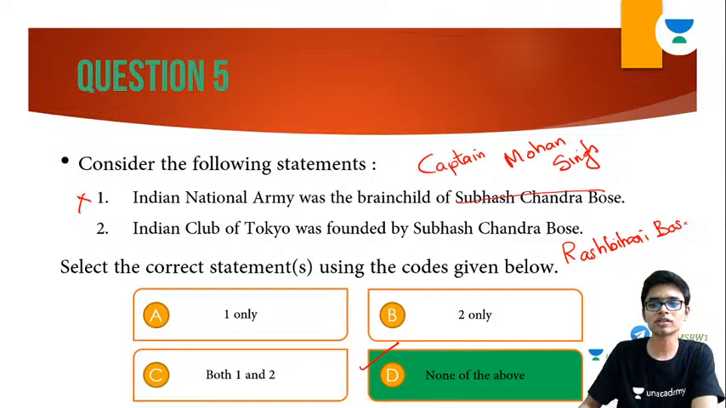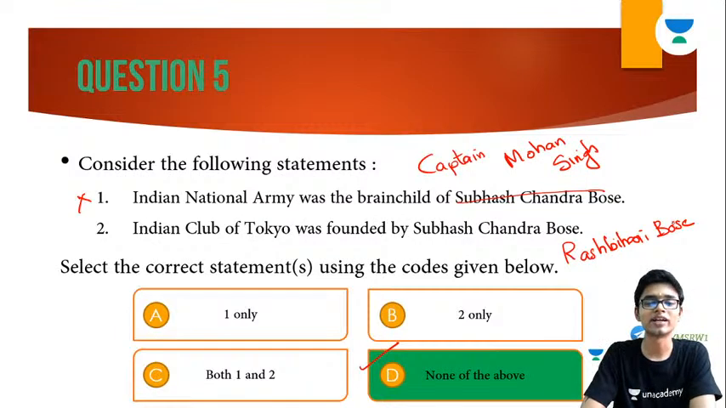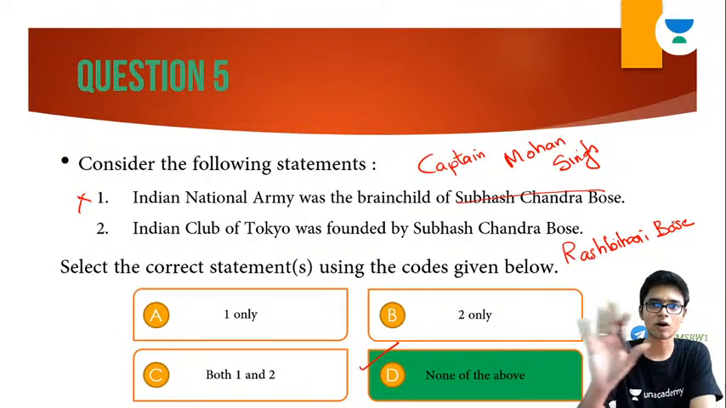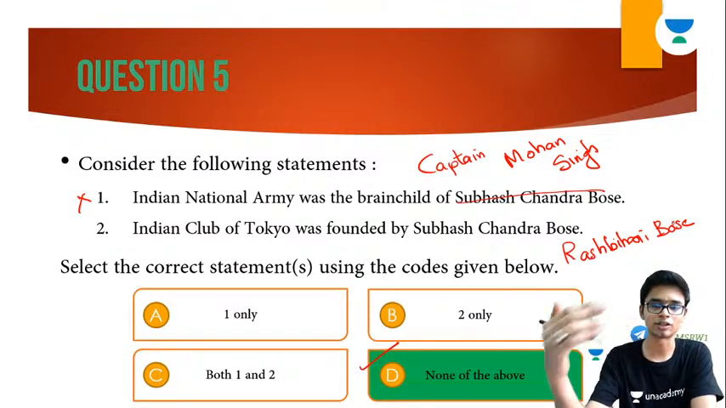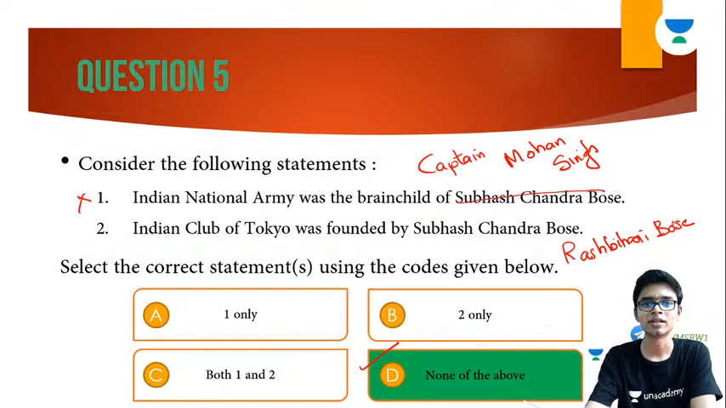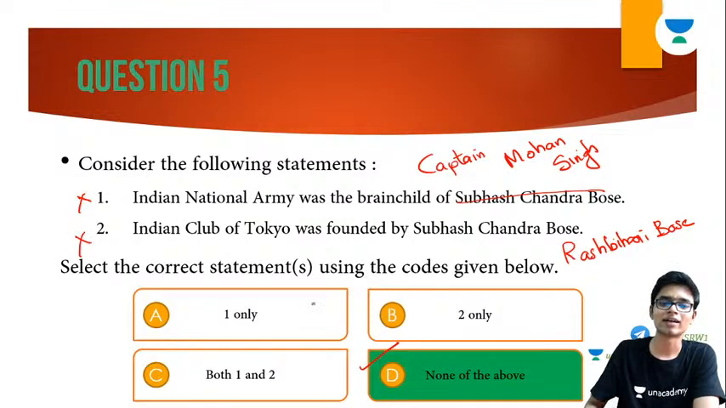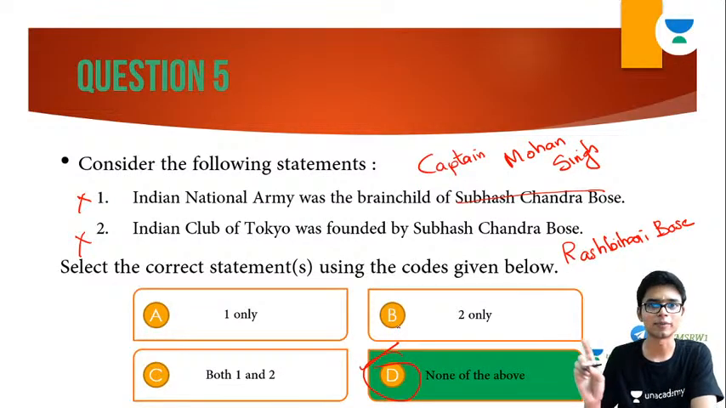Okay, Rash Bihari Bose earlier escaped from India and went into Japan. He organized various societies in Japan to contribute to the Indian National Movement. It was his idea to start the Indian Club in Tokyo, not Subhash Chandra Bose. So both the statements are incorrect. Answer is option B, None of the above.